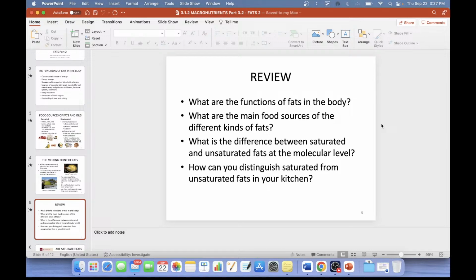Okay, so let's do the review together. What are the functions of fats in the body? This is not a multiple choice. You will have to answer with your voice. The other functions of fat.